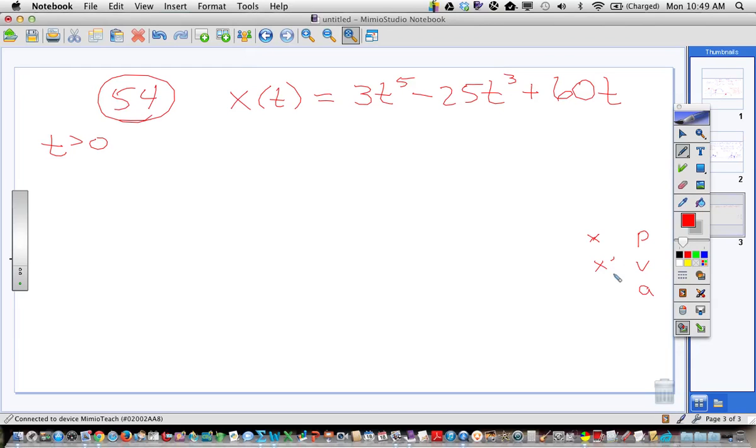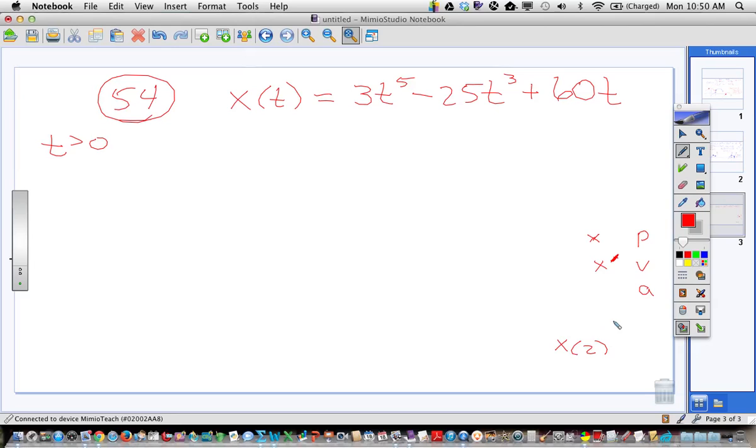So if I ask you for x of 2, what am I asking for? Your position at 2 seconds. Let's say it's seconds. So it's what is your position on the x-axis at 2 seconds? Your input is time. Your output is your position on the x-axis, just horizontal position. All right, so our velocity would be x prime. So what does it ask?